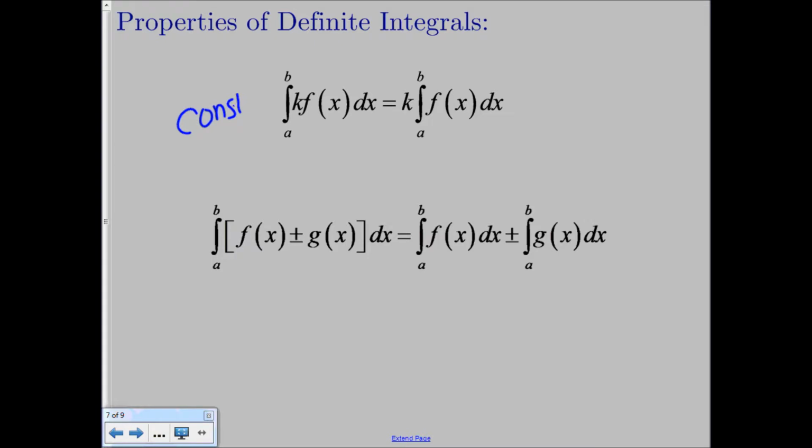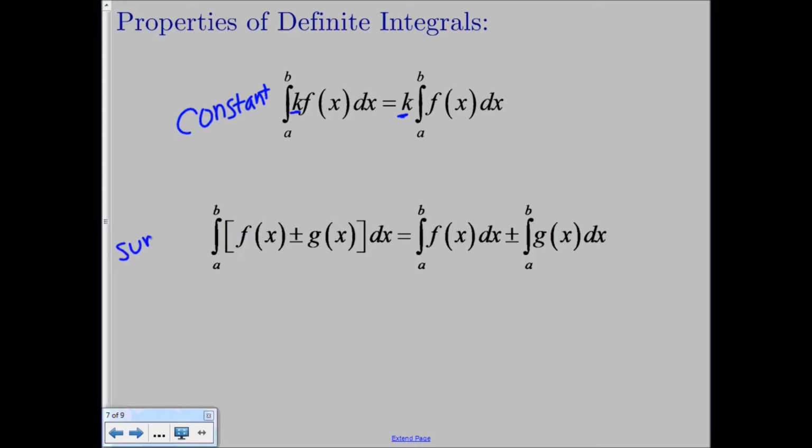Just like any other property that we've talked about with constants, if you have a constant on the inside of an integral, you can pull it to the outside and then evaluate the integral of just the function, and it'll be the same thing. Just like it was with limits and indefinite integrals and derivatives and sums and all of that fun stuff. So then we have the summation rule.